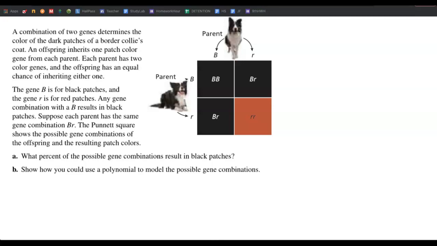Very similar to what we've already been doing. A combination of two genes determines the color of the dark patches of a border collie's coat. An offspring inherits one patch-colored gene from the parent. Each parent has two colored genes, and the offspring has an equal chance of inheriting either one.